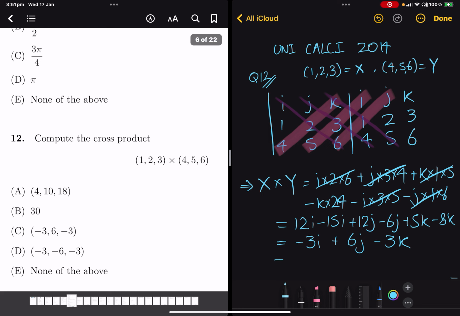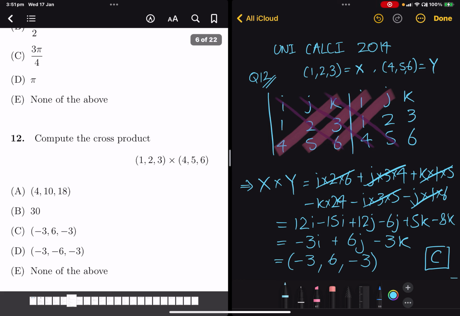So in vector form, this is minus 3, 6, minus 3, which is C. And so C is the answer to this question. This is the cross product of the vectors 1, 2, 3 and 4, 5, 6. This is one way to calculate this, sometimes known as the Sarrus rule. Sometimes this one is done horizontally, it could also be done vertically. There's a bunch of different variations. Any of the variations are fine, so long as they get you the correct answer.